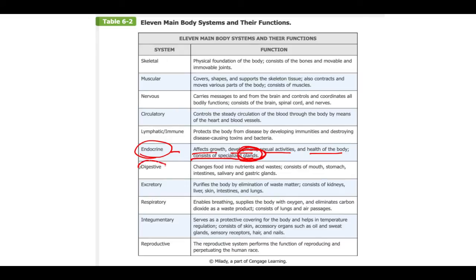Then we have the digestive system, and we all know that because we love to eat. What it does is change food into nutrients and also waste products. And we know that it consists of the mouth, stomach, intestines, and salivary and gastric glands.